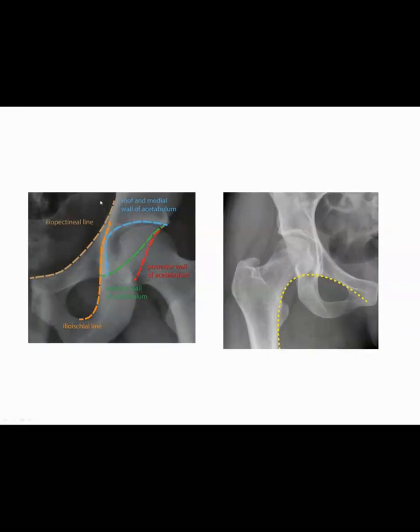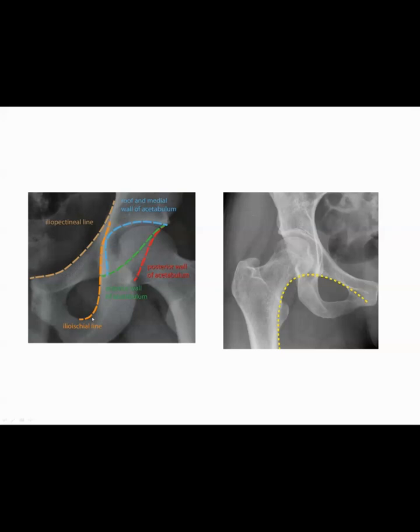So this is an example of the different lines that you can trace with your mind's eye. So here we have the iliopectineal line, which serves to evaluate the anterior acetabular column. The acetabulum is composed of anterior and posterior columns. So again, disruption of this iliopectineal line can be a sign of an anterior column fracture of the acetabulum, a fracture of the superior pubic ramus, or a fracture of the anterior pelvic arch.